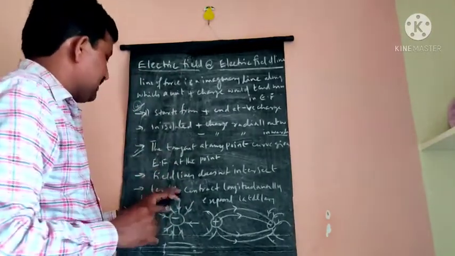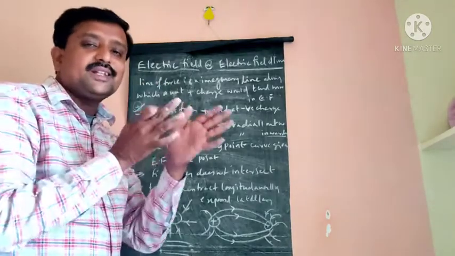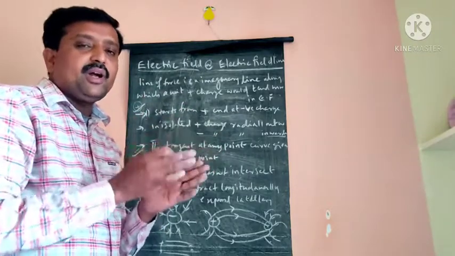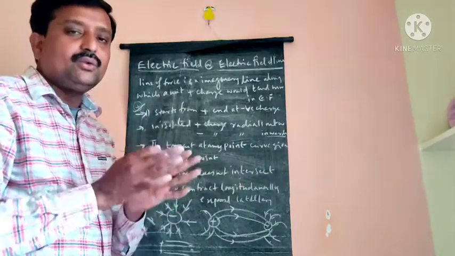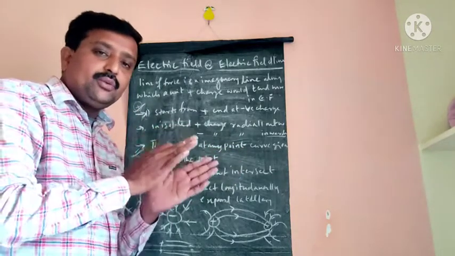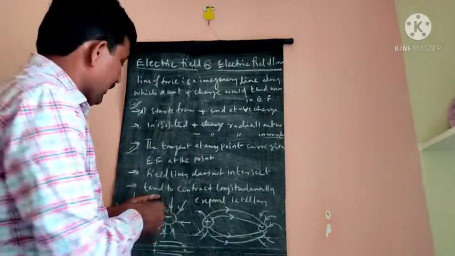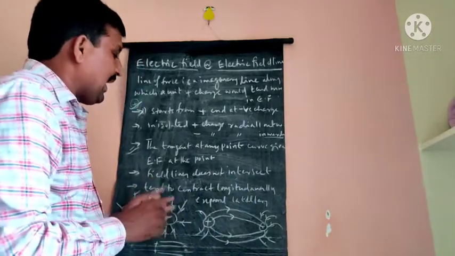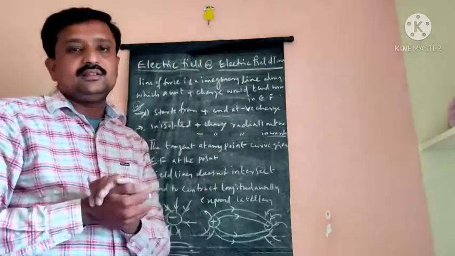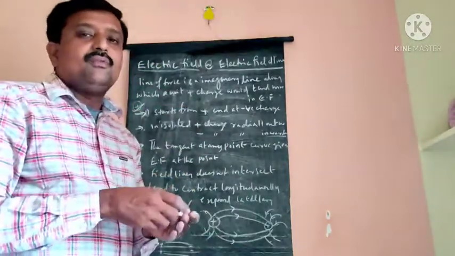Any two electric field lines do not intersect with each other. If they intersect, at that point there would be two electric field directions, which is not possible. The lines tend to contract longitudinally and expand laterally. They start from the surface of the body.